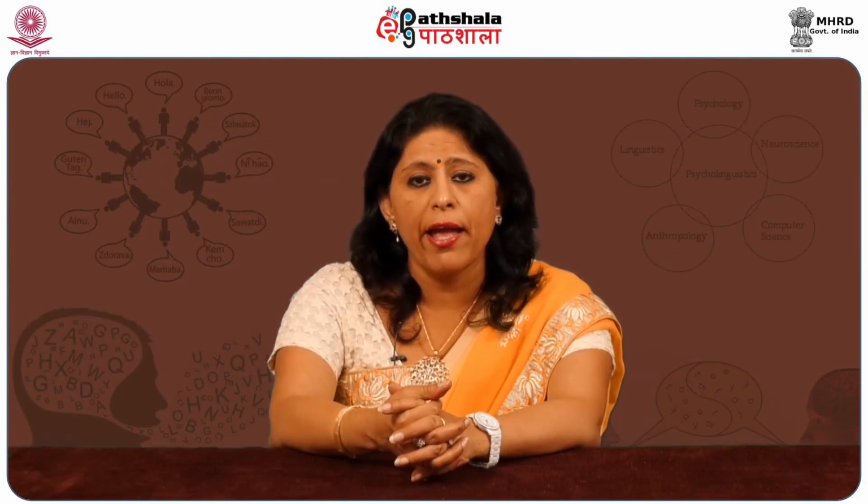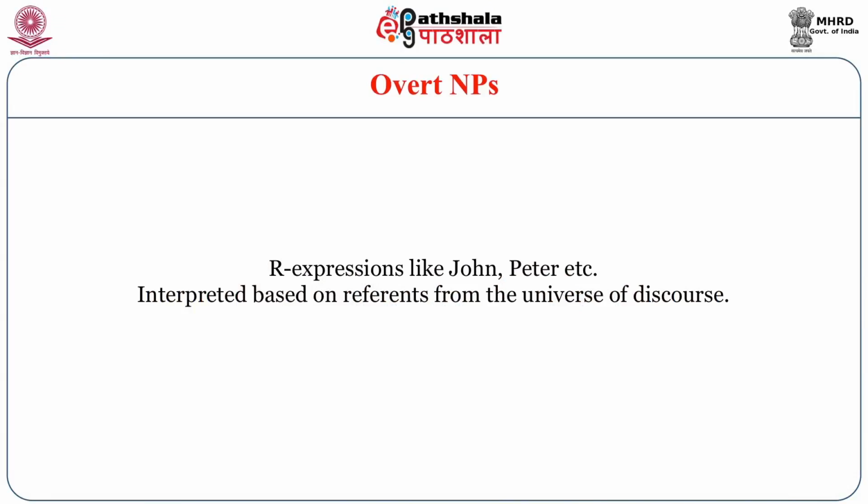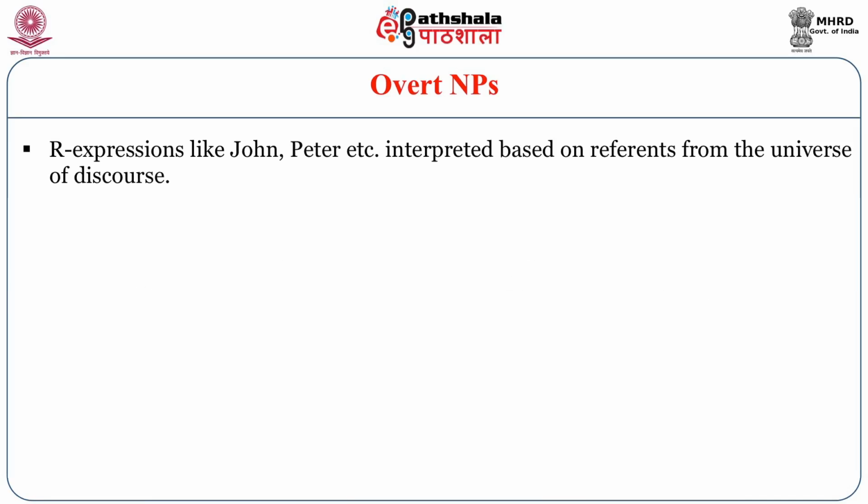Overt NPs. Overt noun phrases are anaphors, pronominals and referential expressions. They provide the base for binding theory. Interpretation of pronouns may or may not depend upon reference from within the sentence, but it does not select a referent from the universe of discourse. R-expressions like John, Peter, etc. are interpreted based on reference from the universe of discourse. R-expressions are termed as referents.